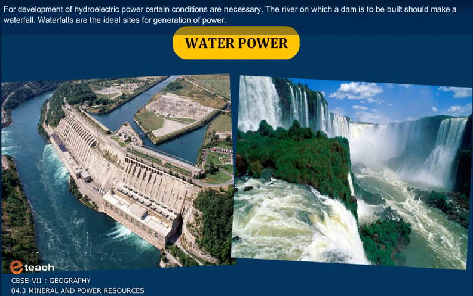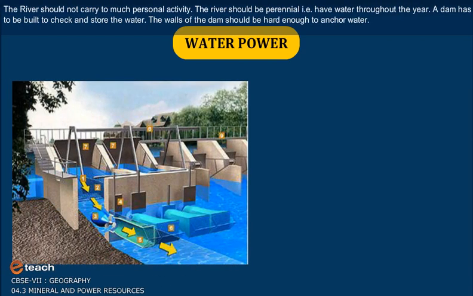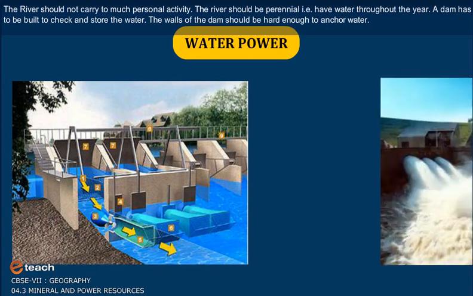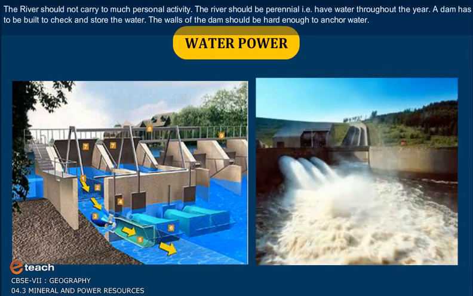Waterfalls are the ideal sites for generation of power. The river should not carry too much personal activity. The river should be perennial, that is, have water throughout the year. A dam has to be built to check and store the water. The walls of the dam should be hard enough to anchor water.